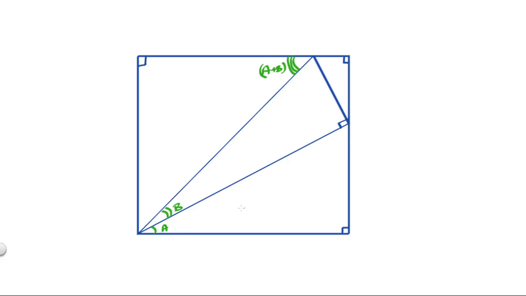What else do we know? Well, in this bottom triangle here with angle A, we know it's angle A, 90, and this third angle would be 90 minus A. We have 90 right here. So 90 minus A plus 90 is 180 minus A. So therefore this angle here must also be angle A. So this big triangle down here and this triangle up here are similar triangles.